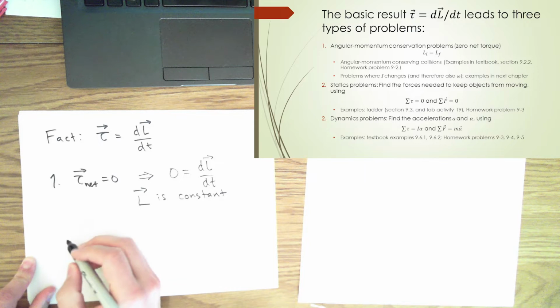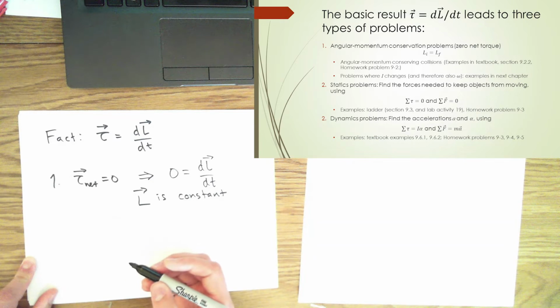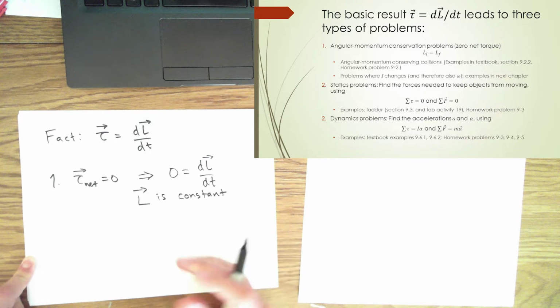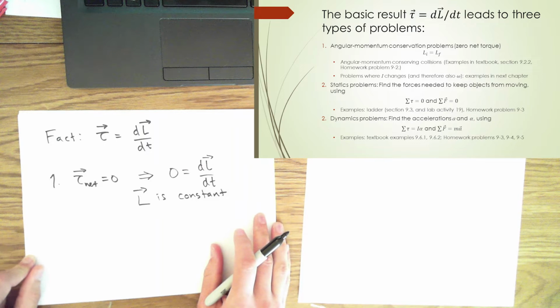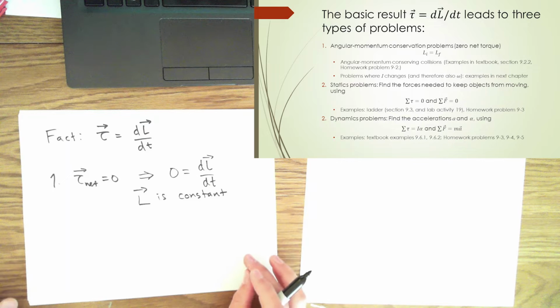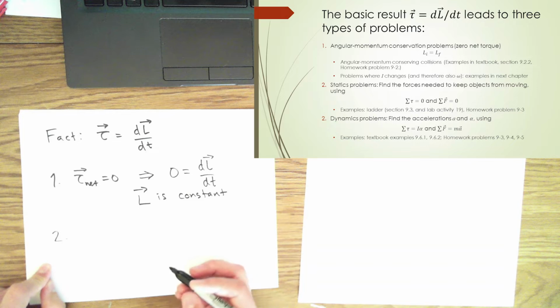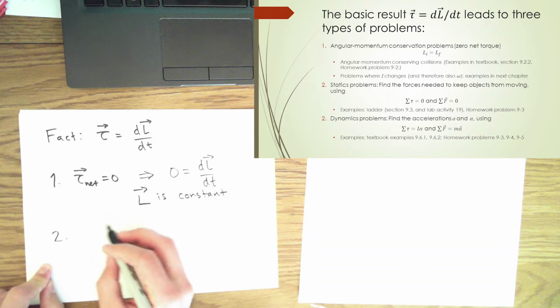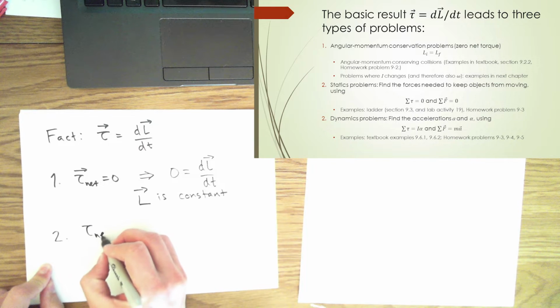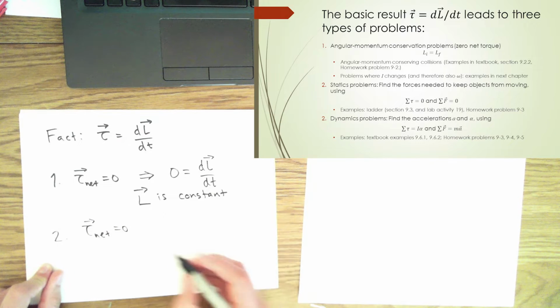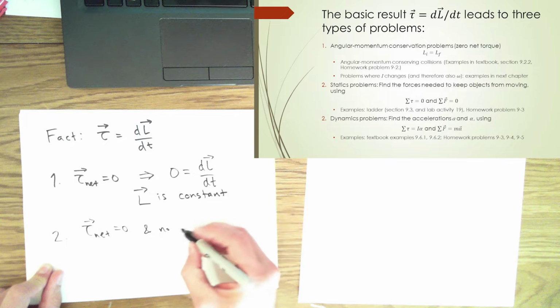A second kind of problem is statics. Statics, as it sounds, is a type of problem where we're not considering movement. Things are not moving, and the forces and the torques that are at play in the problem are balancing each other. So for statics, we still have a case where net tau is 0, but in this case we also have no motion at all.